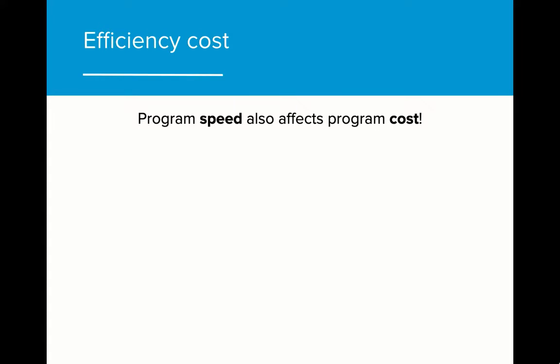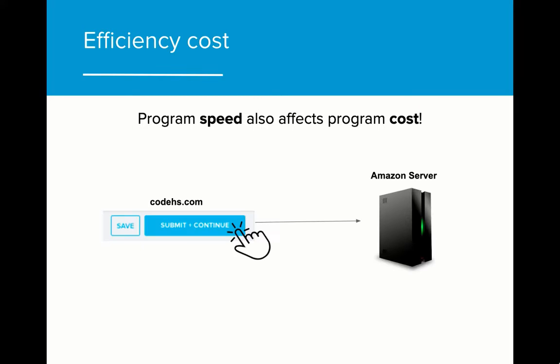The speed of the program also has a substantial impact on the cost of the program. When you click on an activity on CodeHS or any other site, you are actually sending that information over to an Amazon server or external computer that then executes a series of programs based on your action.